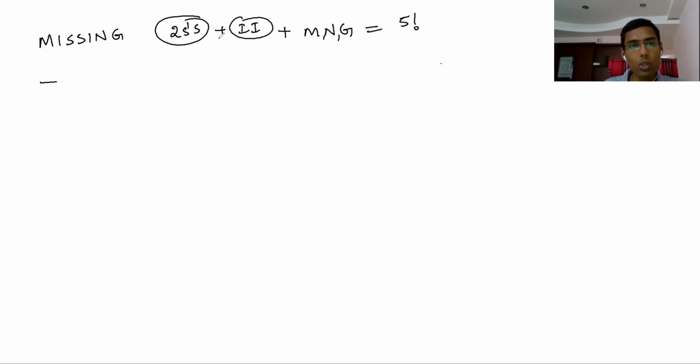And the 2 S's come together. They are identical, so you need not arrange again, only one way. So the 2 I's together you can arrange in only one way. Therefore, your answer is 5 factorial. Simple question, but here the S's together and the I's are together.